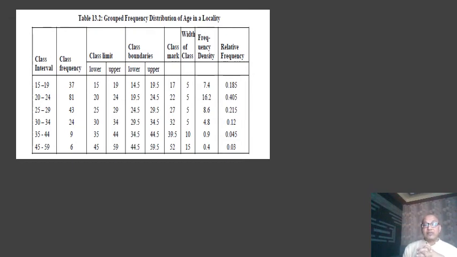Next thing is cumulative frequency. Cumulative frequency corresponding to a specified value of a variable, or a class in case of grouped frequency distribution, is the number of observations smaller or greater than that value or class. The number of observations up to a given value or class is called less than type cumulative frequency distribution. Where the number of observations greater than a value or class is called more than type cumulative frequency distribution.